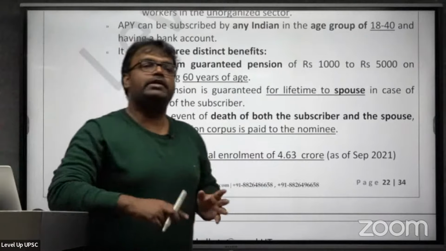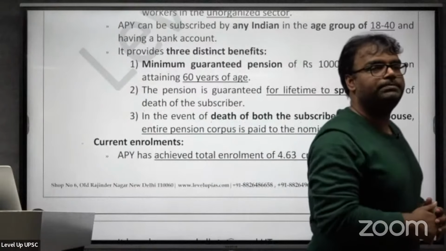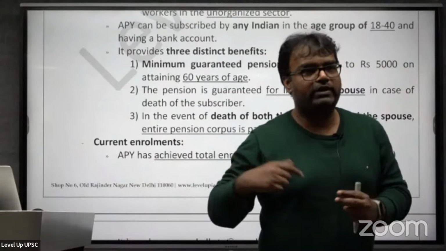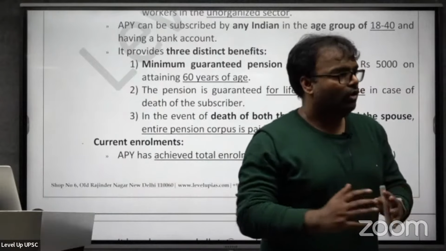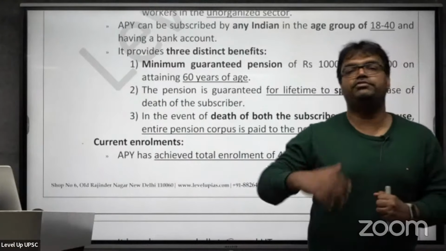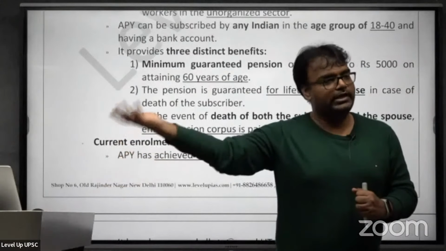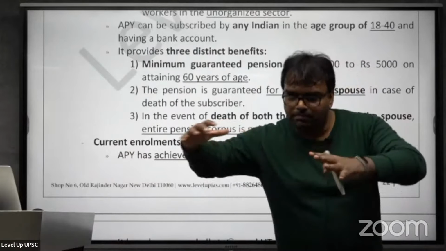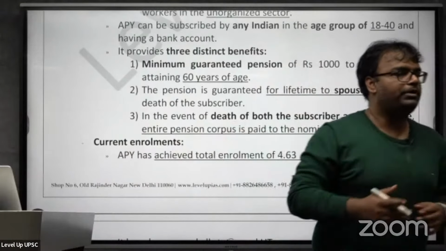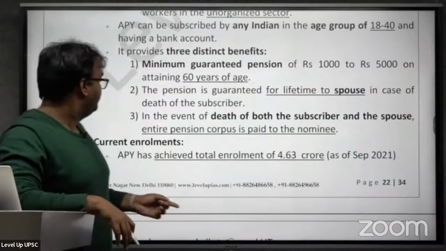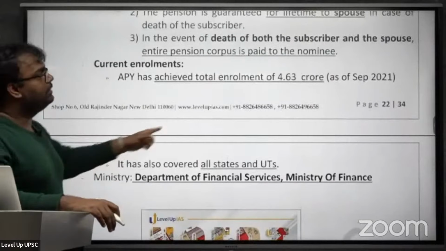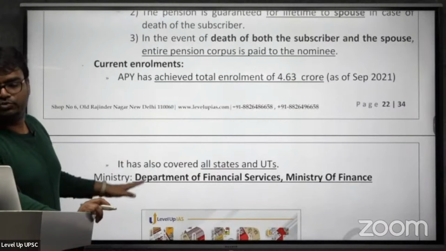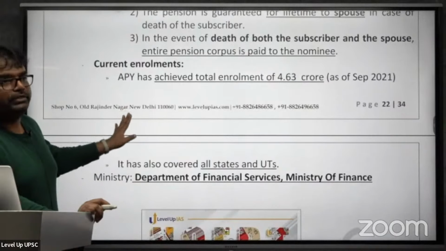Let's say I have contributed in this pension, and the government was expecting that from the age of 60 to the age of 85 it will have to pay me this much amount. But I die at the age of 65 with my spouse. Both of us are gone. Then 15 years of payment is still left, so rather than 15 more years of pension, the lump sum amount together would be given to the nominee, whoever the nominee is. As of September 2021, 4.63 crore enrollments have happened in Atal Pension Yojana. This is the latest data that we have from the Economic Survey of India.